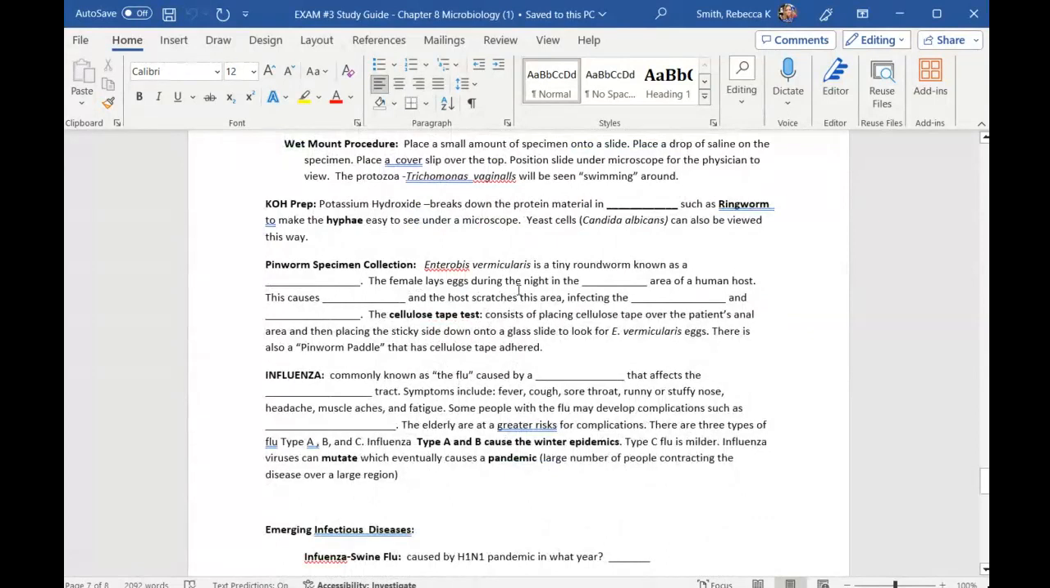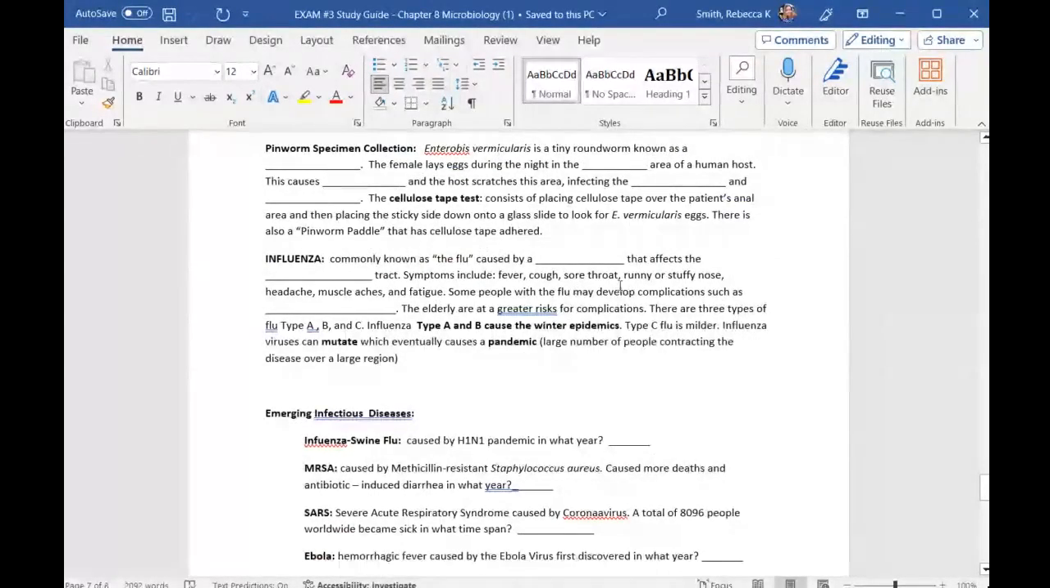Pinworm, that's Enterobius vermicularis, right? Tiny roundworm known as a pinworm. Yep. The female lays the eggs during the night in the what area? The rectal anal area. So this causes intense itching, and the host scratches the area, infecting the hands and fingernails. Yep. They go in there and they scratch, right? So the cellulose tape test, which they used to do by putting cellulose tape over the anal area and then placing it on a glass slide, but now we've got a really fancy pinworm paddle that we use.